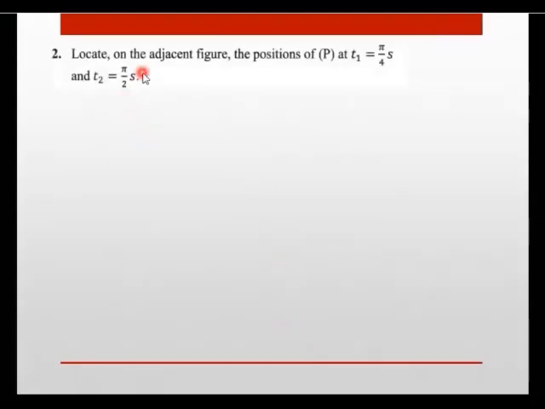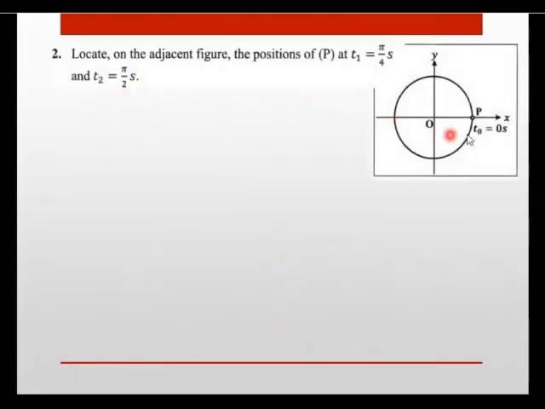Part 2. He said, locate on the adjacent figure. He gave me the figure here as a given, and he is showing me that the motion is a circle. And here, at time t0, it started at point P. He said, locate on the figure the position of P at t1 equals pi over 4 second, and t2 equals pi over 4 second. I will tell you a note here.